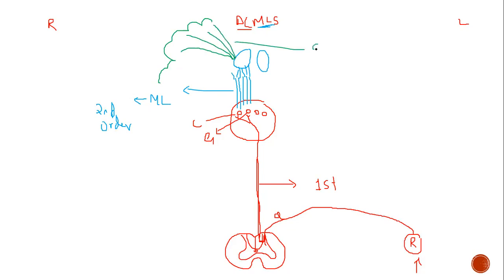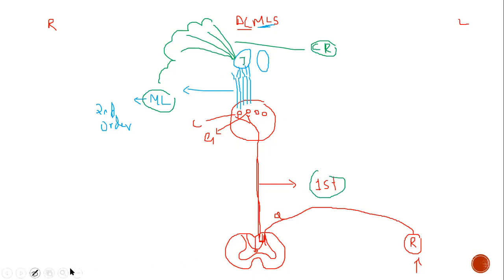Now these are known as the corona radiata. Why do we call them corona radiata? Because they originate from a single source, but they expand like rays into the cortical areas of the brain. So that's basically the dorsal column medial lemniscus system. Now, quick review.